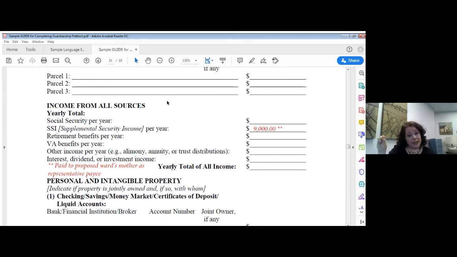And then I put a couple asterisks by that and make sure to point out to the court, yes, we have this income, but it's paid to the ward's mother as the representative payee. So again, we don't need any more oversight. We've got oversight over this, judge. We don't need a conservatorship to be put in place for that.